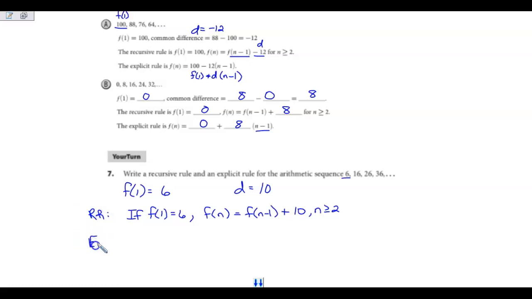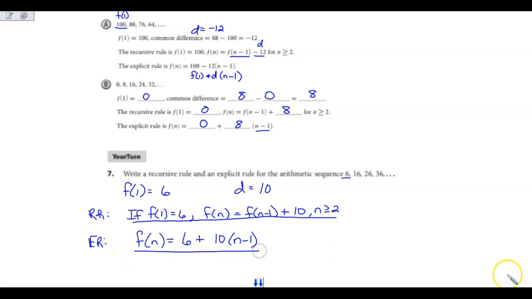Our explicit rule, if we know what our first term is, we have f of n equals our first term, which in this case is 6, plus our common difference, which is 10, times the previous term. Okay? So this is the recursive rule. This is the explicit rule.